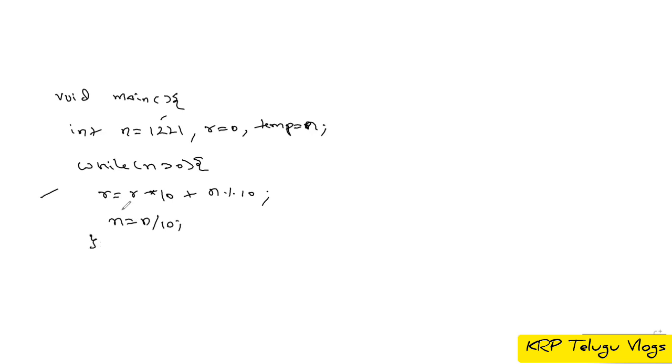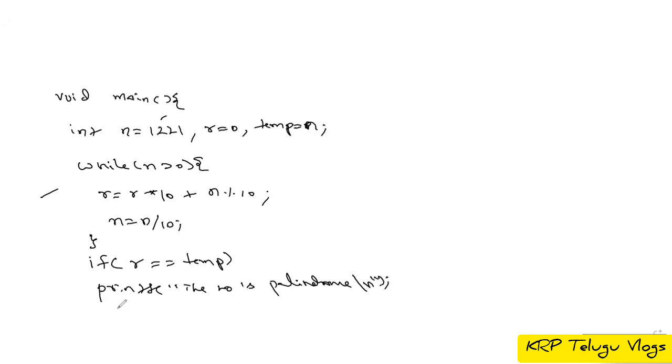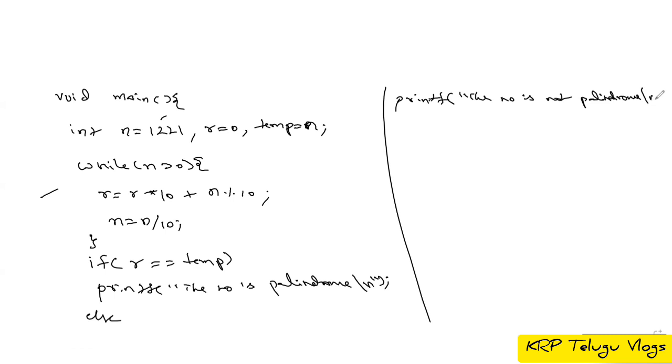So the reversed number is in r. So the actual number is in temp. So we will compare now. If reversed number double equal to actual number temp, so what you will do? Printf the number is palindrome. Else printf the number is not palindrome. Is that clear? Understood? Yes, sir. Okay, note down this.